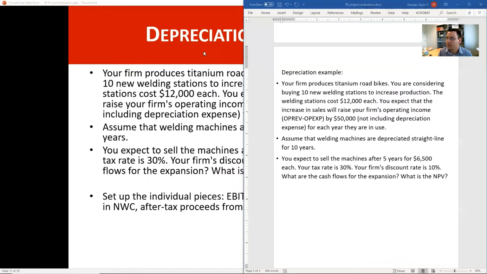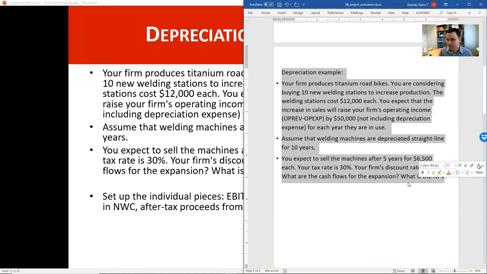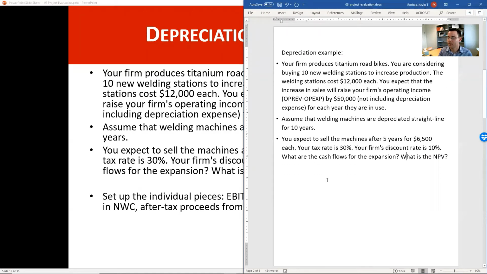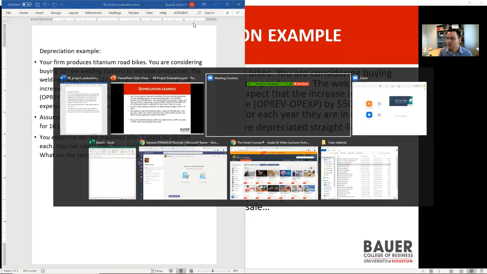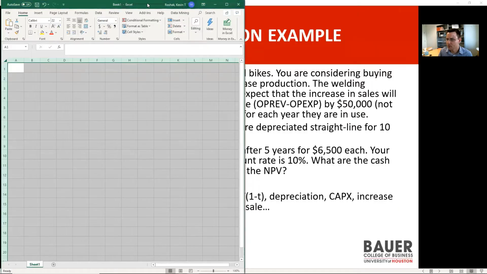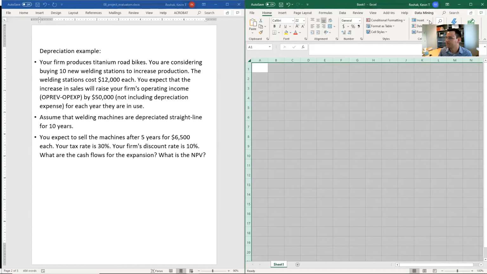Okay, so let me pull up the whiteboard here. I'm just going to copy the problem onto the Word document. So we'll be able to write out some things here, but then I also want to bring up Excel because Excel is going to be a little bit easier to work through the actual numbers.